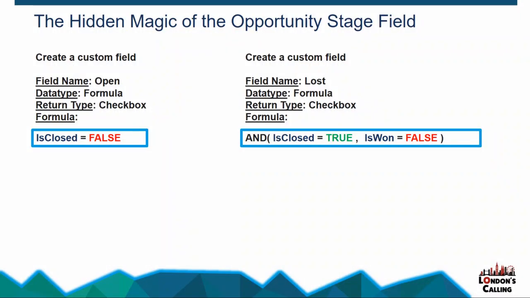So here's what I did. I created 2 custom formula checkbox fields on my opportunity object. The first one I called open. And there's my formula. Is closed equals false. That's it. And I created another one called lost. To get the loss, I had to evaluate not only is it closed equals true, but is it 1 equals false.